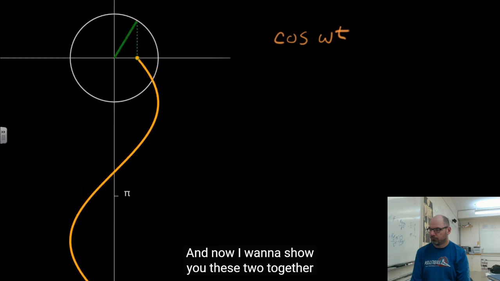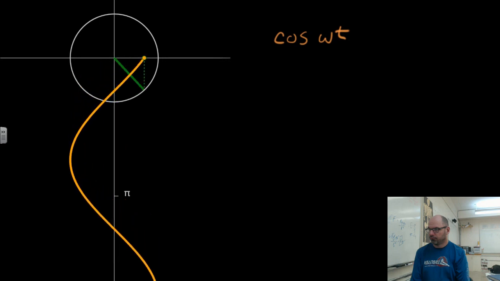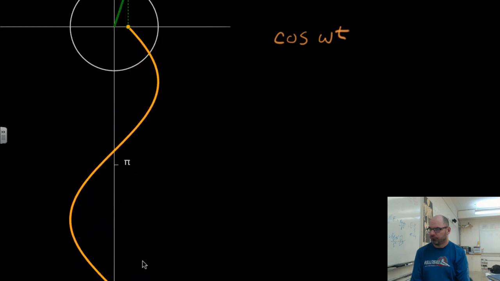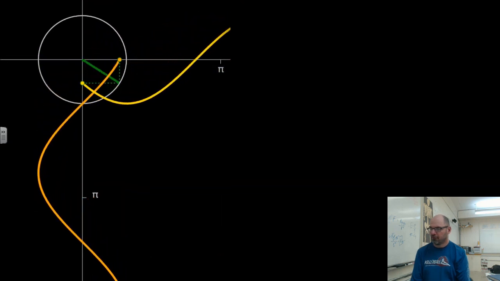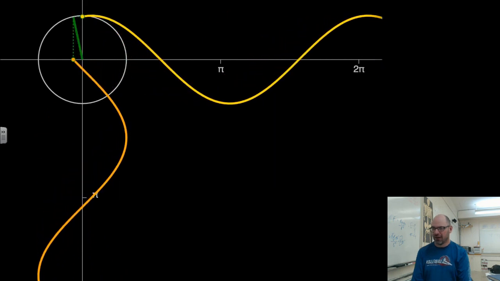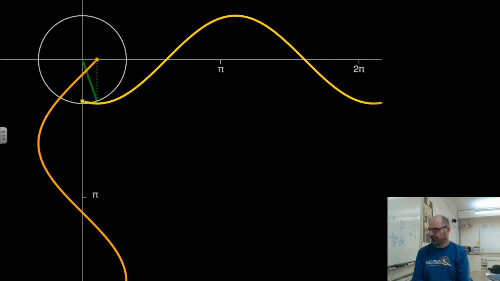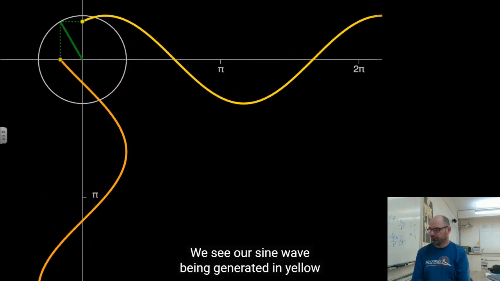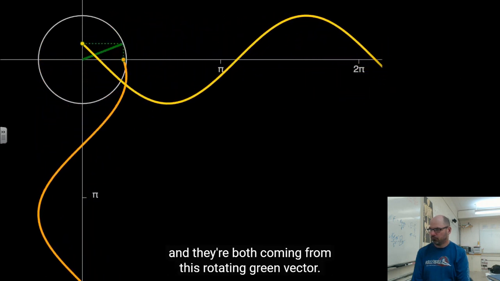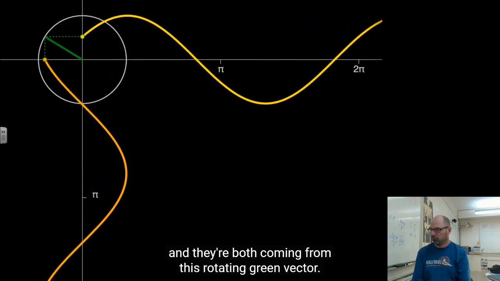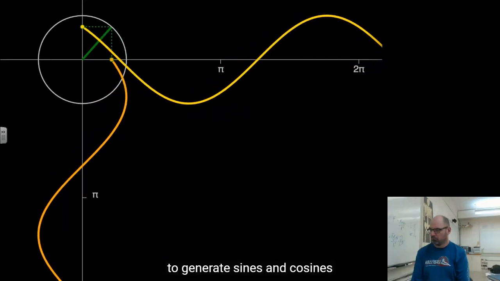And now I want to show you these two together because it's just sort of a beautiful drawing. Okay, so this is both of them changing at the same time, the sine and cosine, the y and x components of that vector. I'll leave our animation here for a second. We see our sine wave being generated in yellow, and in orange we see the cosine wave being generated, and they're both coming from this rotating green vector. So this is a really simple demonstration of a way to generate sines and cosines with this rotating vector idea.